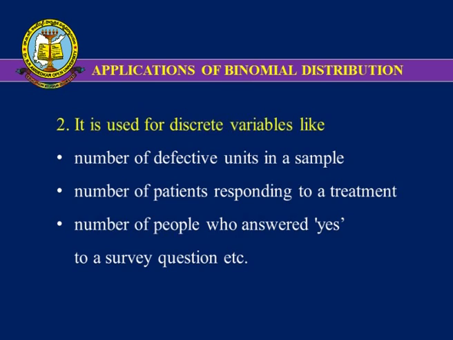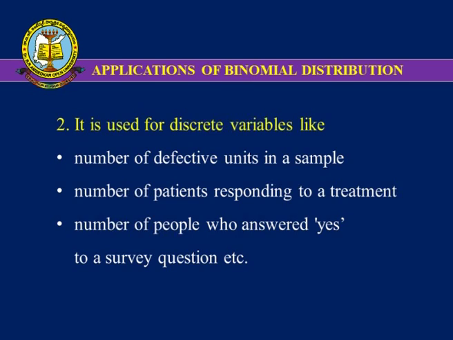So where can we use these binomial distributions? For example, the number of defective units in a sample. In business, we can use this for sample selection. One can pack that article, and if we get fully good items, fine, but sometimes there may be defectives, and we can count the defectives. So, the number of defective units in a sample. Next, the number of patients responding to treatment, the number of people who answered yes to a survey, questionnaire, etc.